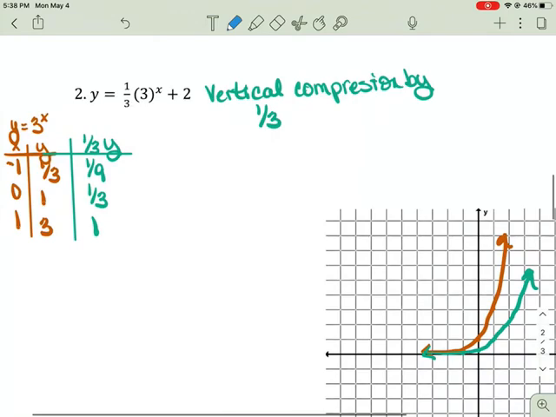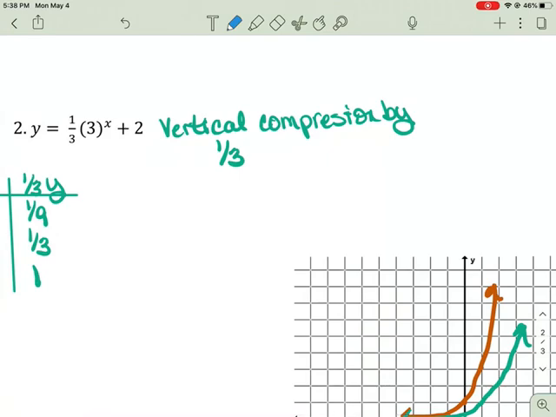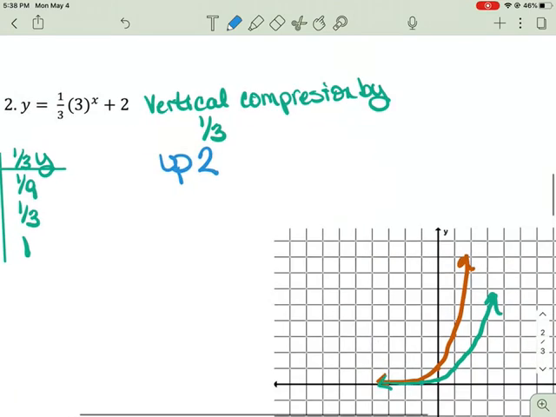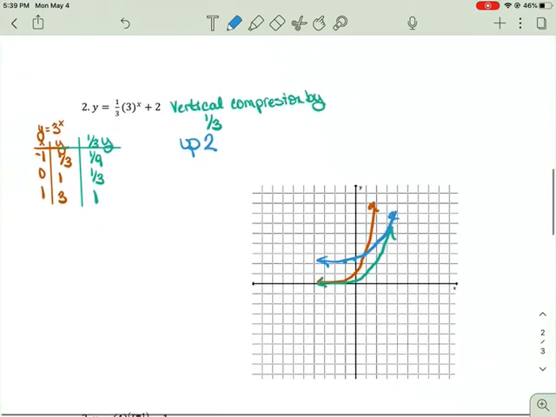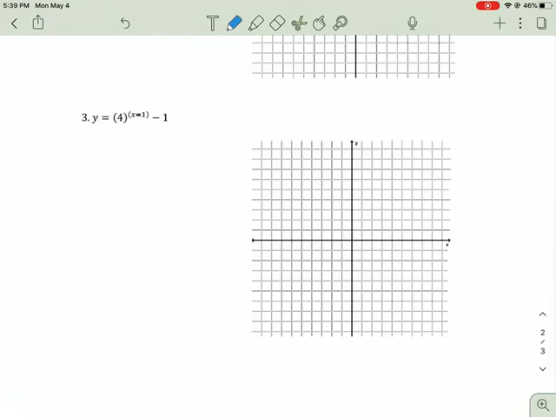All right, then our last part here says +2. That is our vertical shift. Okay, so we're going to go up 2 units. So I want to take my green graph here, and I'm just going to move it up 2 units. I'm just going to do it by hand. Okay, so our blue graph is our final answer. All right, and yes, you can pick it up and move it.